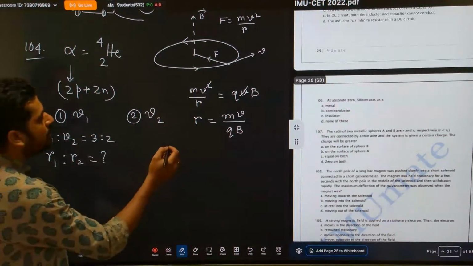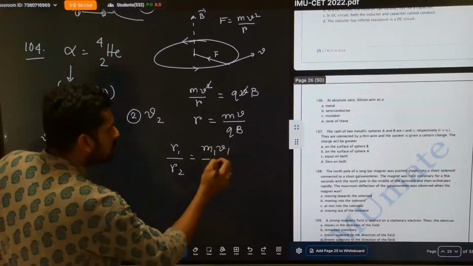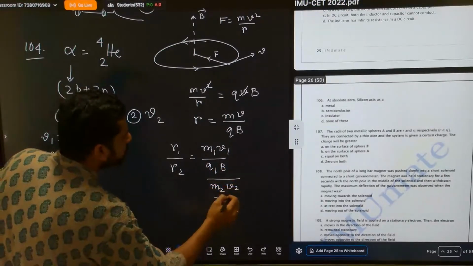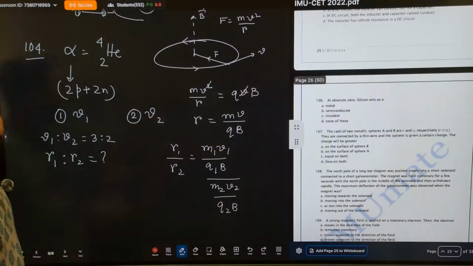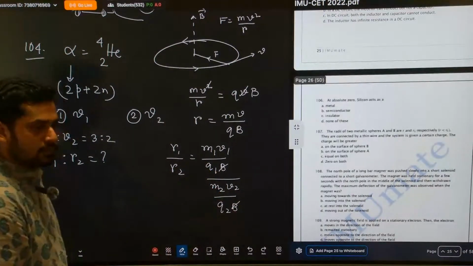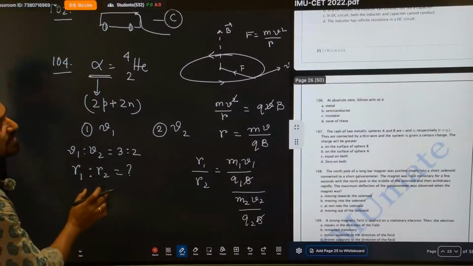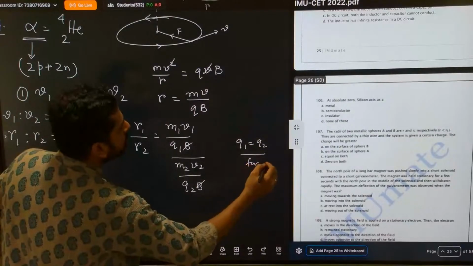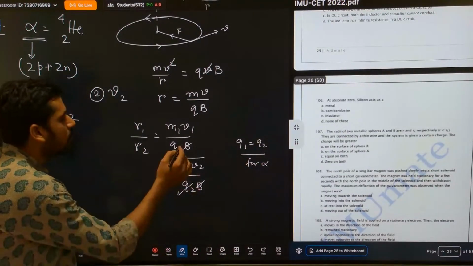So what would be r1 by r2? m1 v1 q1b divided by m2 v2 q2b. B is same, two particles are there under the same field. B will cancel. Now both of them are alpha particles. What is same? q1 equals q2 for alpha. Same particle, so q1 and q2 are also the same.